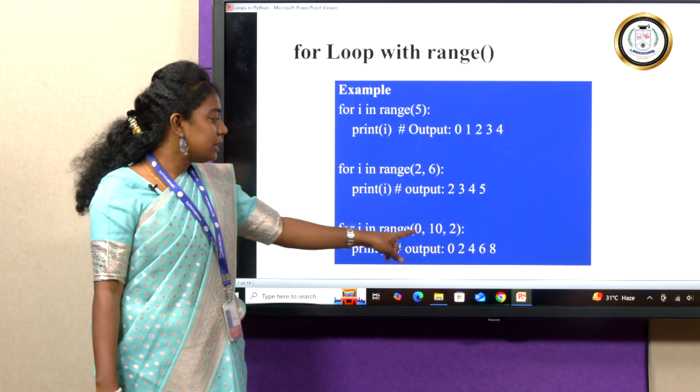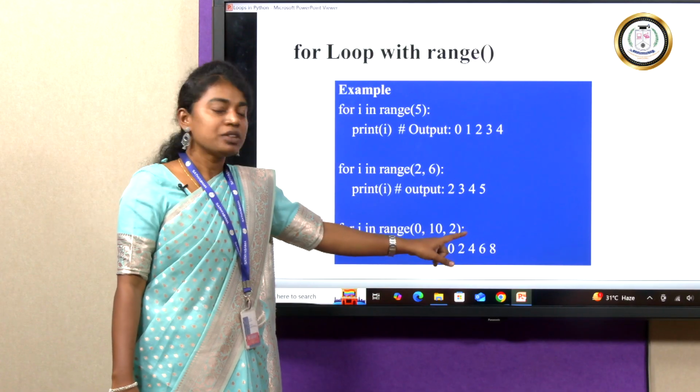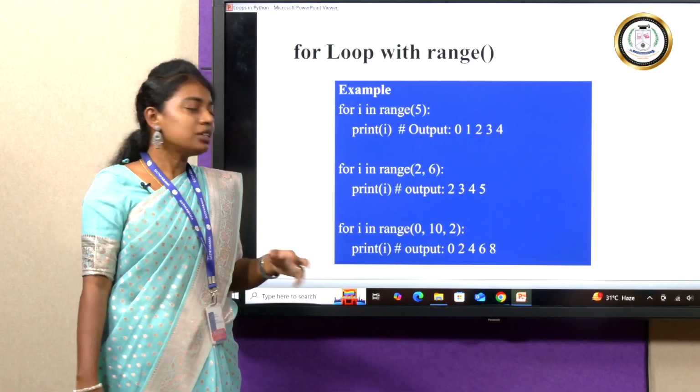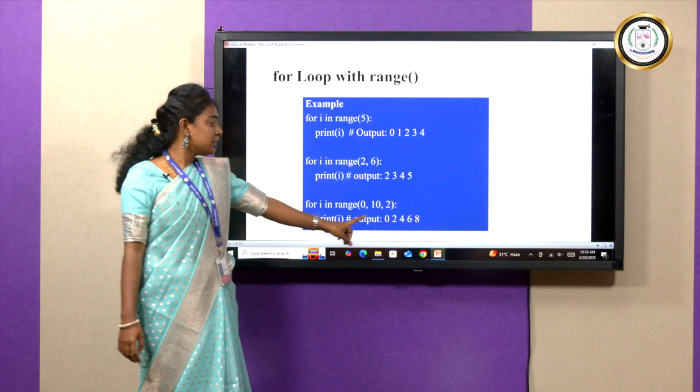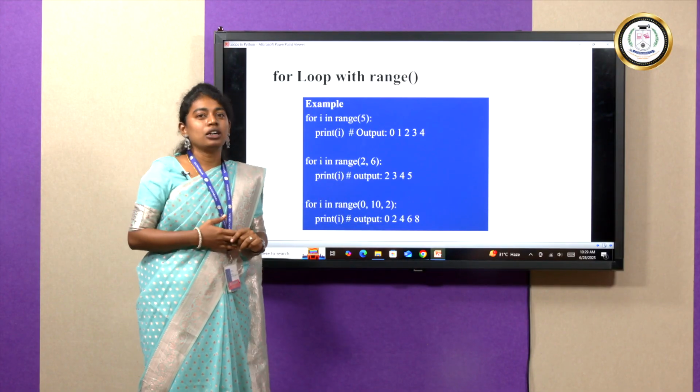Next, here you can see I'm giving 3 numbers in the range. So this is the starting, ending, and then you have a step. I want to print only the even numbers, so I'm just giving 2 here. So now it will print 0, 2, 4, 6 and 8. So this is how your for in loop works.